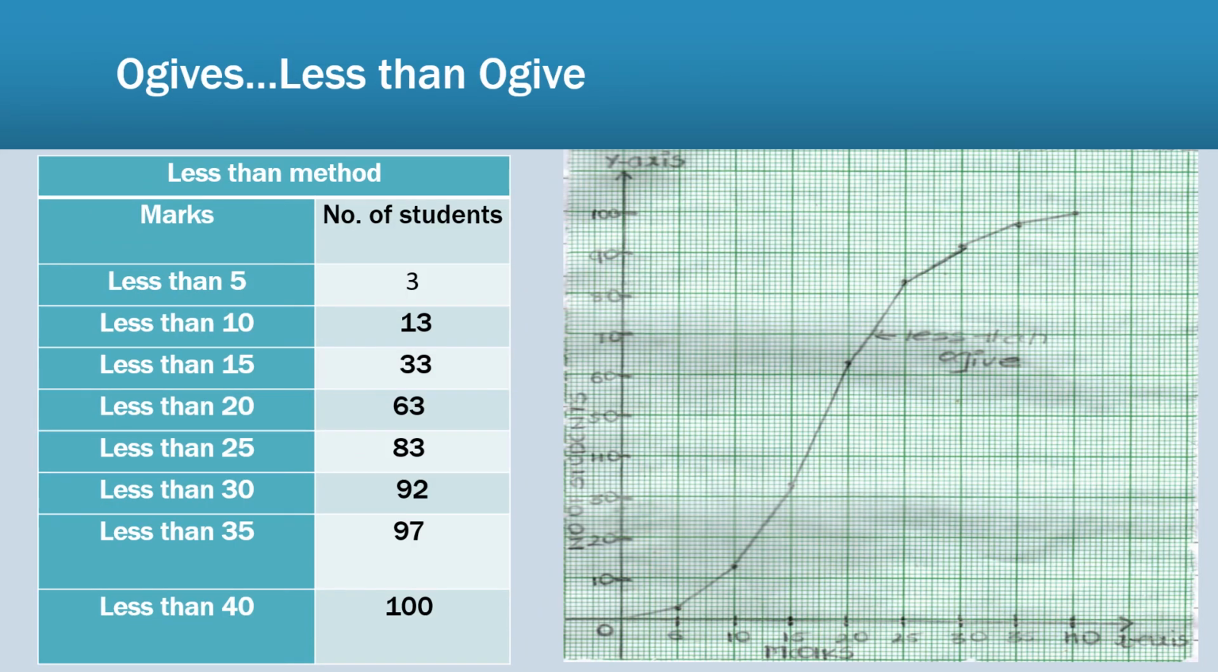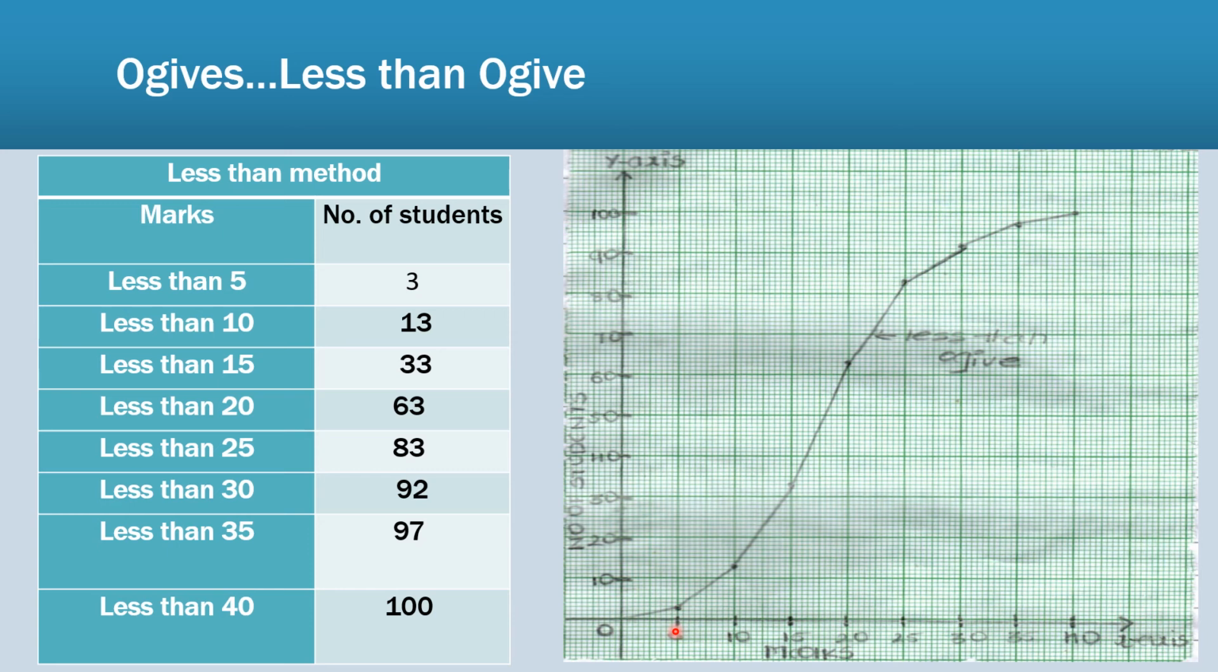Let's revise how we're going to draw the less than ogive. As you saw earlier, we spoke about how many students get less than the upper class limit, which is 5. That means when we plot the points of the less than ogive, we do it against the upper class limit. So here are the cumulative frequencies of the less than type of method. So we plot the frequencies against the number 5, which is the upper class limit of the first class interval.